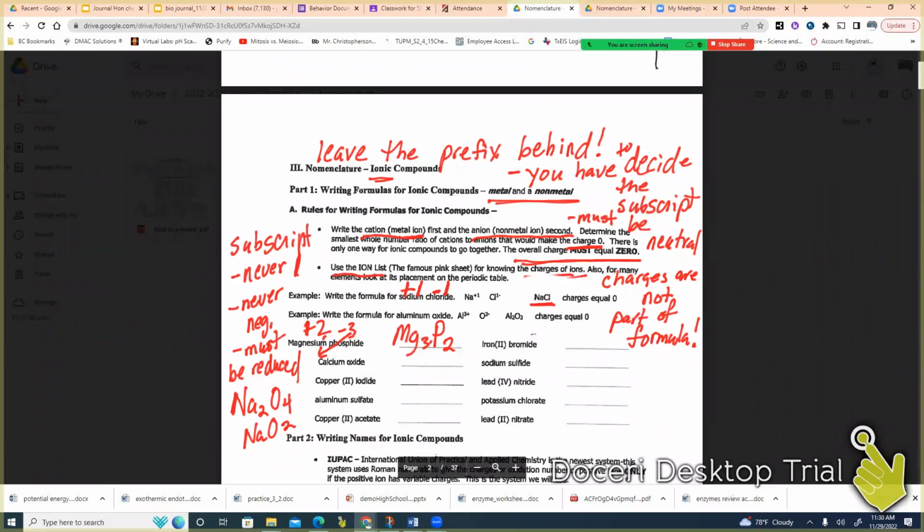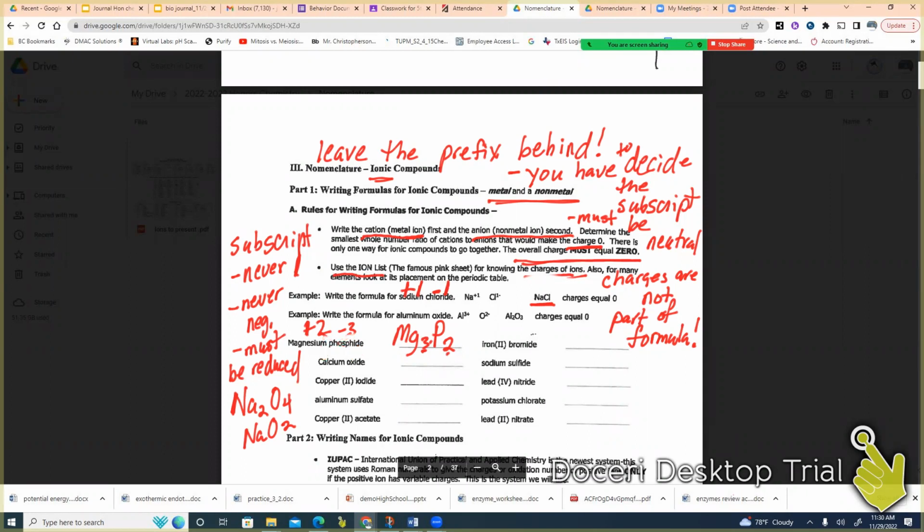So in other words, they kind of switch places. So this 3 would become the subscript for the magnesium. The 2 would become the subscript for the phosphide. That usually works, but you have to remember it has to be reduced. So like if I would have ended up with magnesium 2, P2, you would have to reduce that.